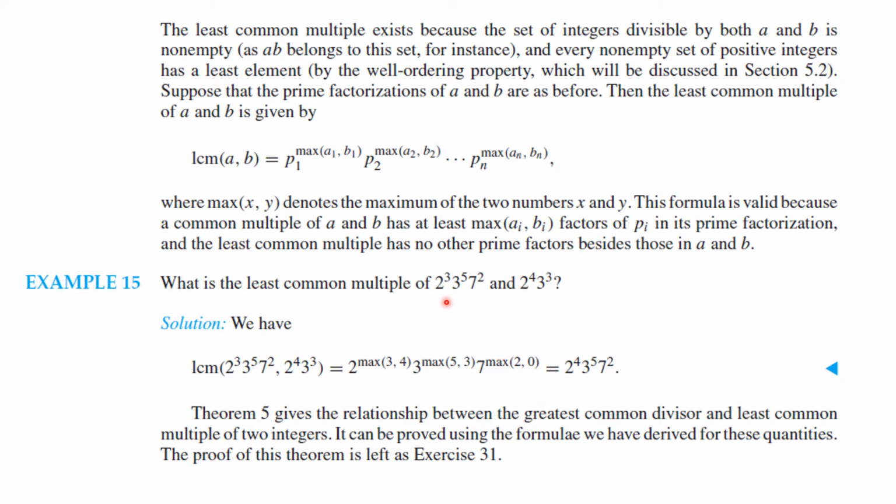So here we have 2 cubed, 3 to the 5th, and 7 squared. So we got 2 cubed and 2 to the 4th. That means 2 to the 4th is going to be in the LCM. We have 3 to the 5th and 3 cubed. That means that 3 to the 5th is going to be there. And we have 7 squared and 7 to the 0 power. That means 7 squared is there. And I didn't bother to multiply this out, but that is the least common multiple of those two numbers.